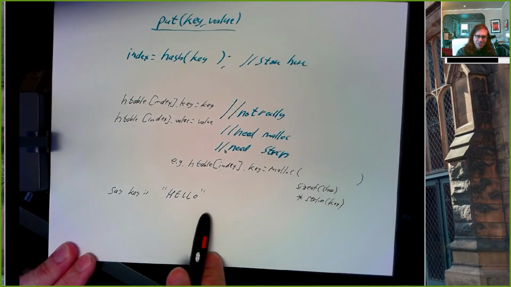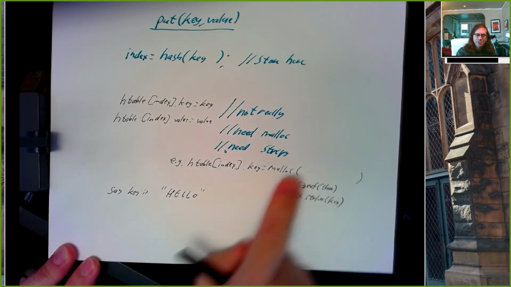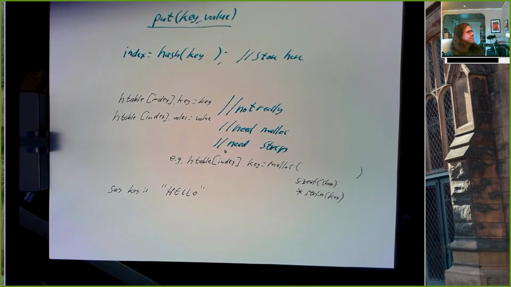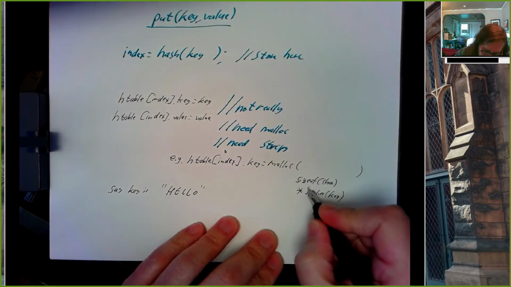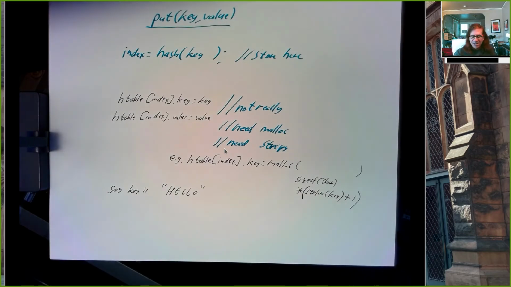So if our key was hello, sizeof char is 1, it takes 1 byte. String length of hello is 5. This would allocate 5 bytes. But you do have to add 1. And that's the really subtle part that will definitely bite hard at 3 a.m. Got to add 1 more because we have to store the null terminator also.